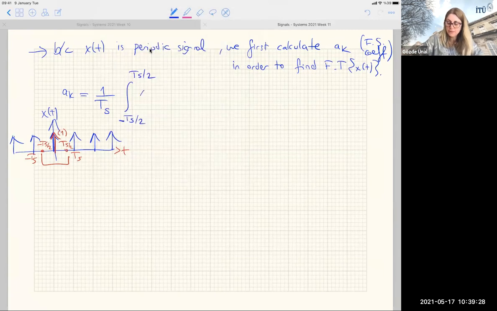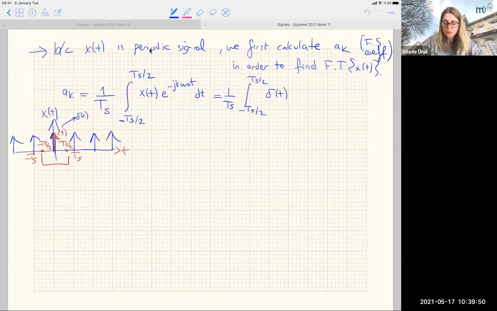This is the definition still: x of t, e to the minus jk omega 0 t dt. I will insert omega 0 later. 1 over Ts, integral from minus Ts over 2 to Ts over 2, delta of t, right, in that range. It's just one of these. This is the centerpiece, delta of t. I'm just integrating it in that range.